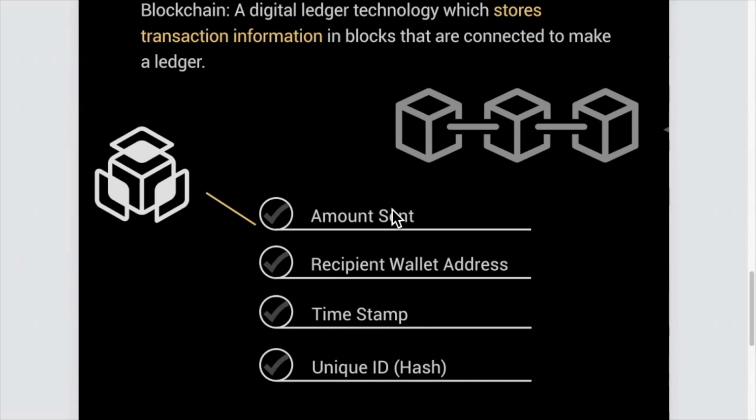Inside of each block contains data about the transactions, including the amount sent, the amount received, as well as the recipient's wallet address, which is the unique identification that says that that individual's wallet belongs to them.